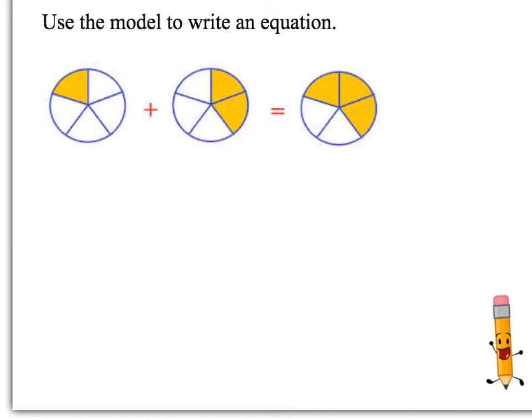So this first one is 1, 2, 3, 4, 5. 1/5 plus 2/5, which is equal to 3/5. Just as with subtracting, you add 1 plus 2 is equal to 3, leave your denominator the same. This works as long as your denominator is the same.